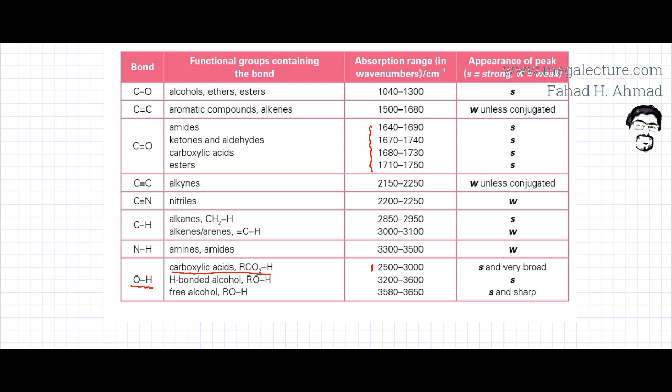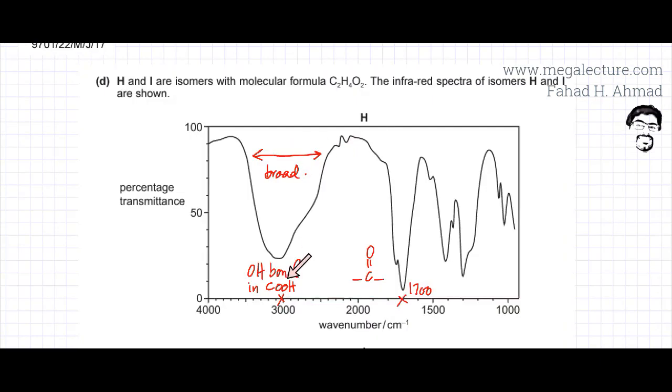So going back to my infrared spectrum, this is the broad absorption because of the OH bond. This is the strong absorption around 1700 because of the C double bond O. So my hunch is that H must be a carboxylic acid. So there are two carbon atoms. There's going to be a double bond O and an OH bond, and there would be three hydrogens attached to it. So this is going to be H.